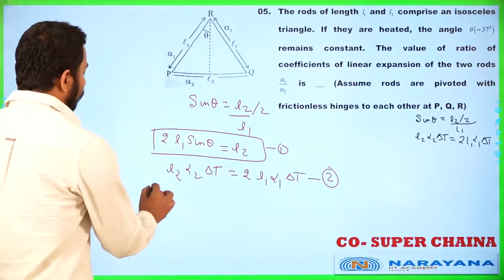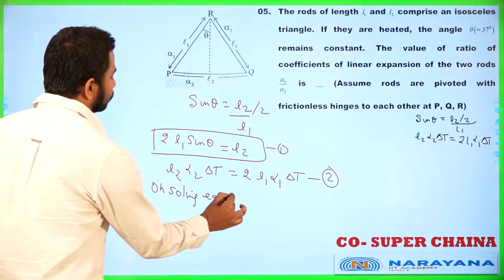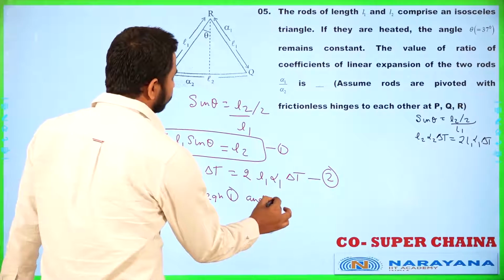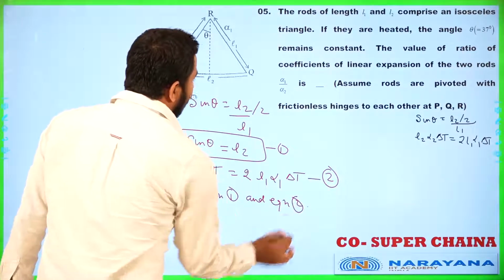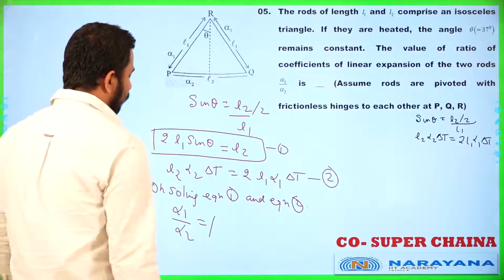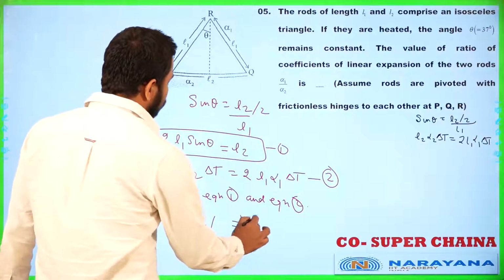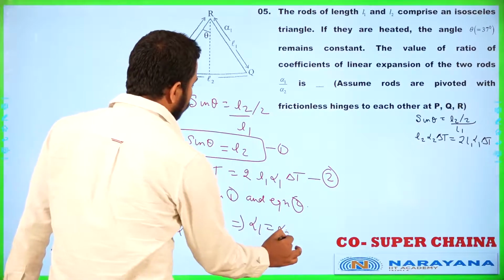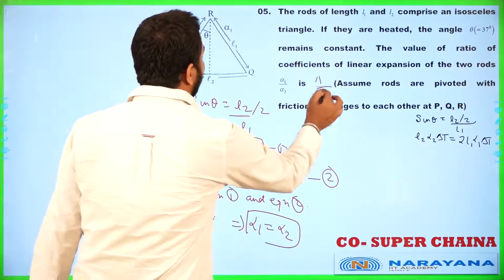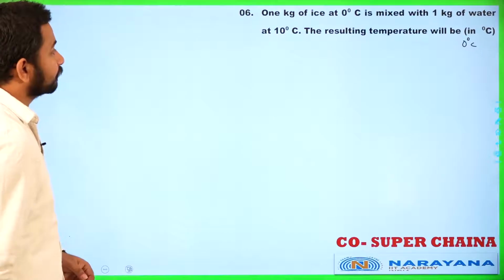On solving equation 1 and equation 2, student, if I solve equation 1 and equation 2, I will get alpha 1 by alpha 2 will be coming as 1. Both alpha 1 will be equal to alpha 2. So this ratio will be coming as 1. So the answer for this question will be 1, right. So let's proceed to the next question now.